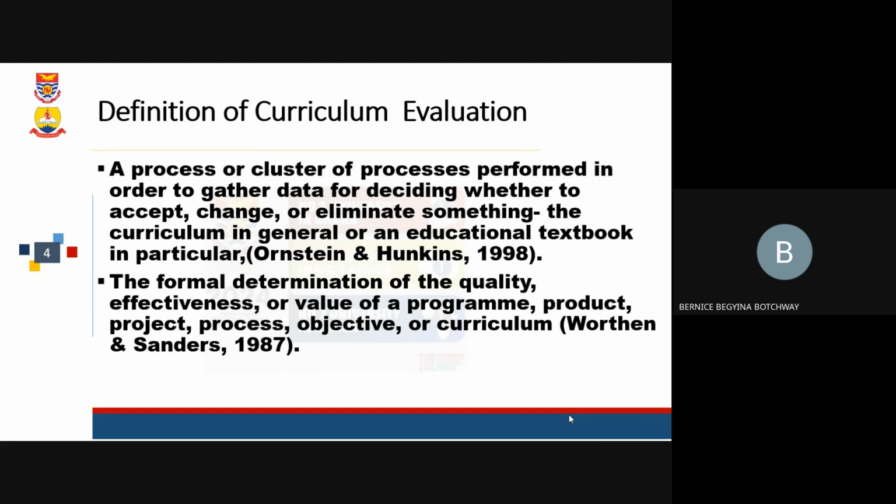So once the curriculum is ongoing or they are done with it, they ask students how they reacted to it. It can be through observation, through looking at student textbooks, through looking at the teachers' pedagogies in class, looking at how effective something went. All this information will then influence their final decision as to accept, change, or eliminate something, as Ornstein and Hunkins said. And then Worthen and Sanders also said it is a formal determination of the quality.